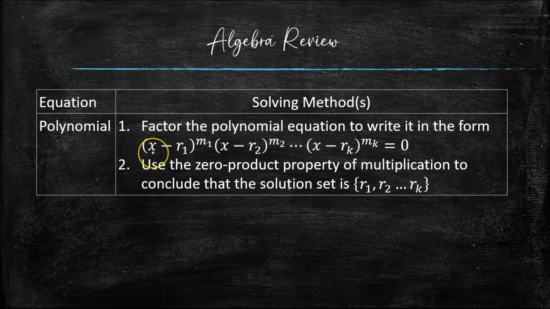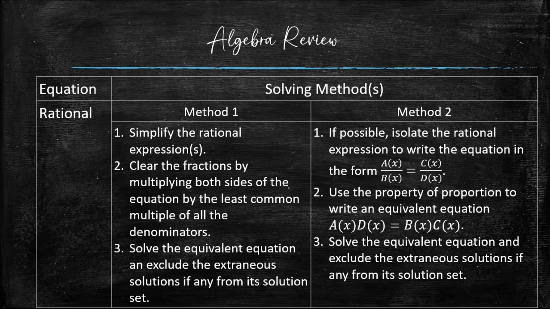Polynomial equations are solved by using the zero product property after factoring out the polynomial. And rational equations can be solved in two different ways. One by clearing the fractions, and then once you clear the fractions, you're going to end up with some other type of equation that you should already know how to solve. Or alternatively, you can turn it into a proportion and then use the property of proportion.